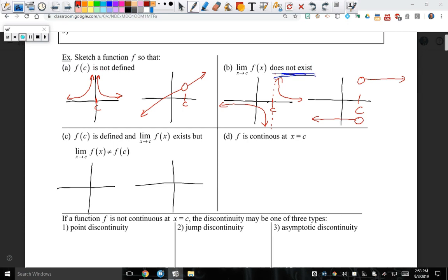Someone help him out. Point discontinuity. Jump discontinuity. Like, well, it goes like a straight line, right? A straight line with a hole in it, and then a point on top of it. Perfect. Okay, so here we go.